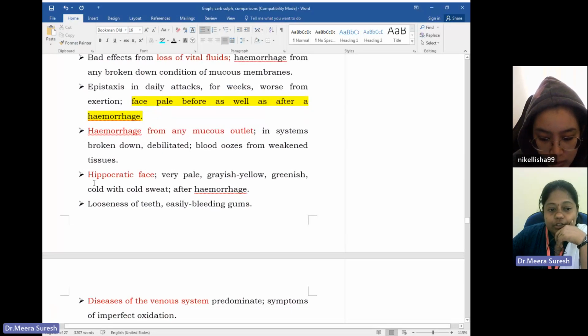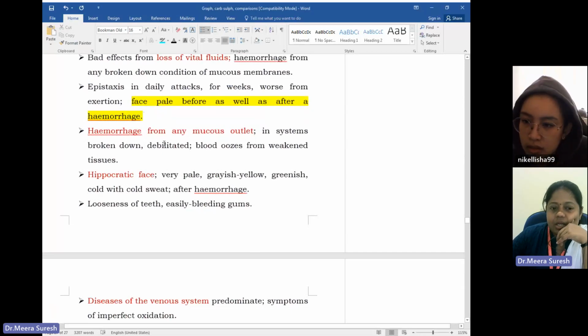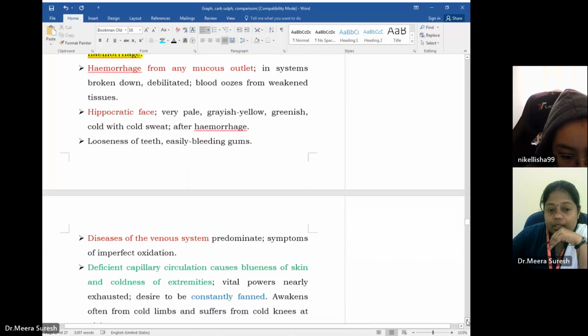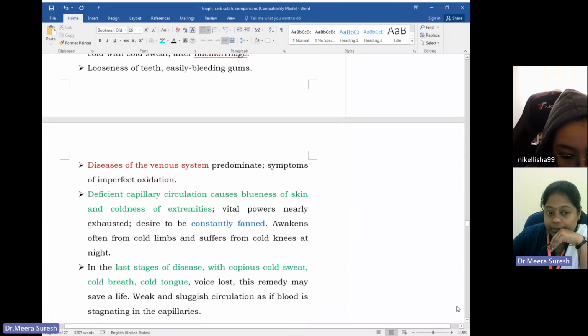Then hemorrhage, we already told, and there will be Hippocratic face, that very characteristic feature where the face is very pale or sometimes grayish yellow. Pale if the patient is very fair, or if the patient is somewhat dark constitution, we see a grayish color, not even yellowish, it will be more grayish or darkish. Cold to touch and also cold sweat. There will be looseness of teeth or easily bleeding gums. So all the complaints related to hemorrhage. There will be free flowing of blood. That is the feature. So it is the venous system that is affected.